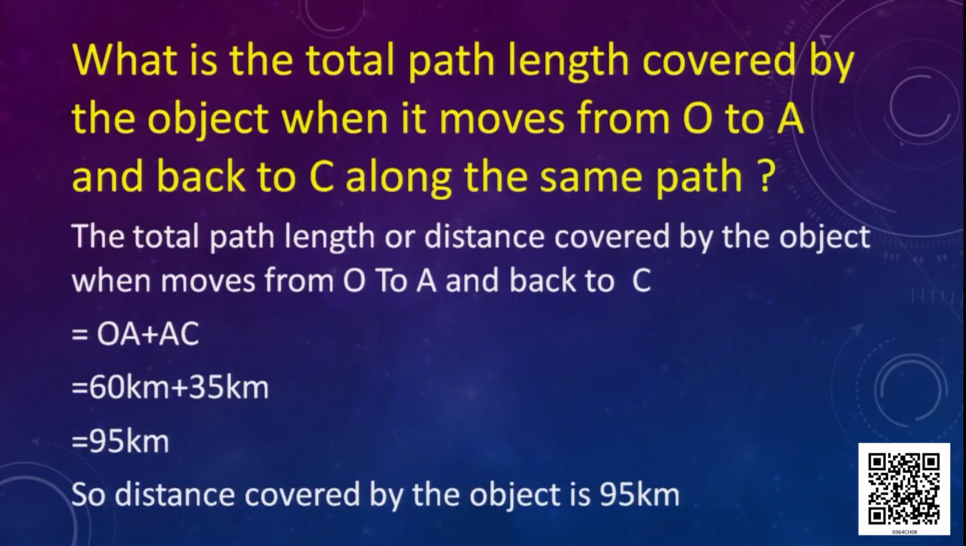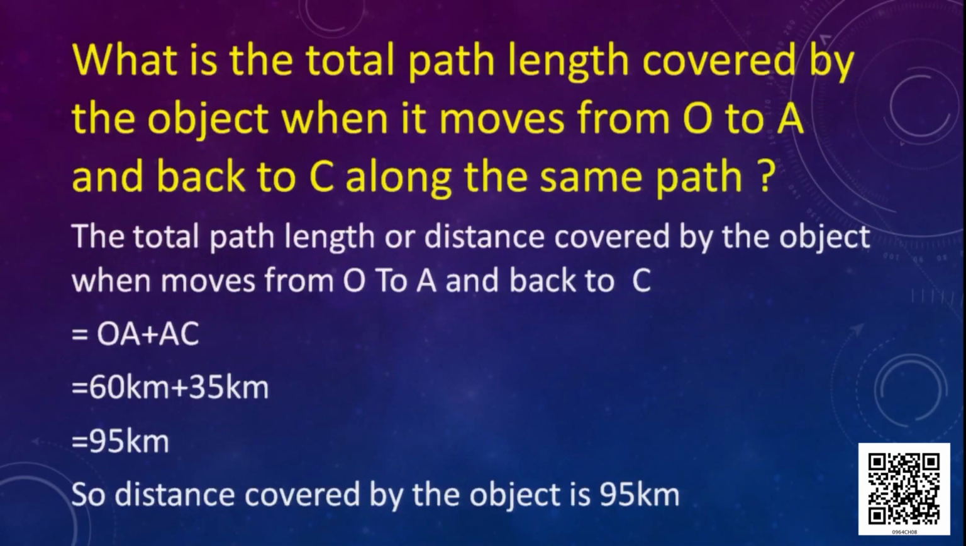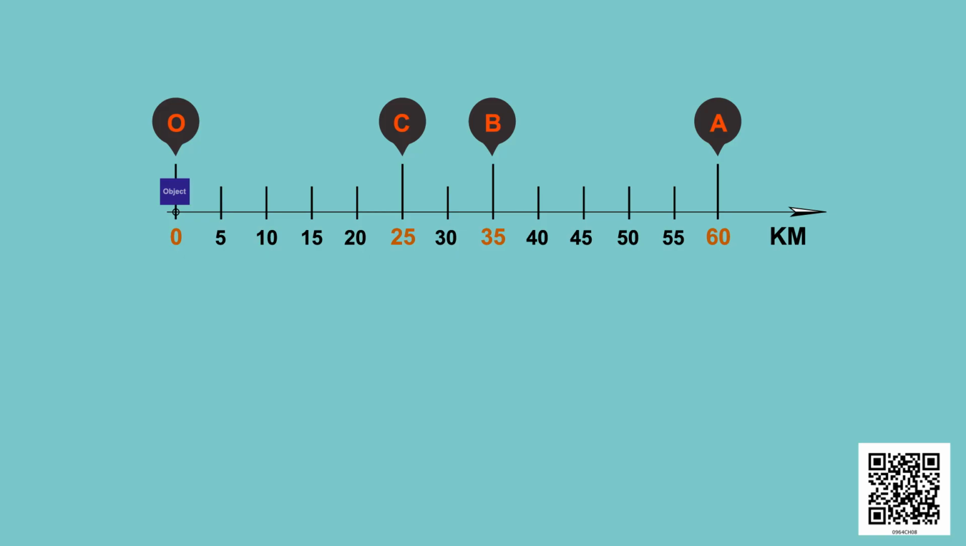The total path length or the distance covered by the object when it moves from O to A and back to C is equal to OA, because at first it started from O and reached point A, plus AC, because it is coming back to position C in the same path. So, OA plus AC is the total path length or distance covered by the object as it moves from O to A and back to C. OA distance is equal to 60 km. See this picture. Each unit I have divided into 5 km.